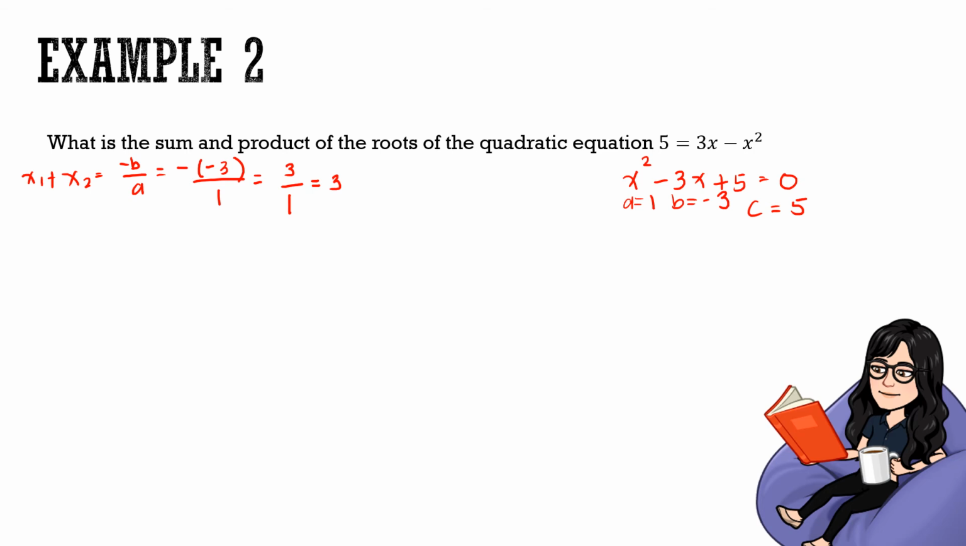For the product, let's just substitute the given values. The product is x sub 1 times x sub 2 is equal to c over a. The value of c in the given equation is 5, and the value of a is 1. Simplifying 5 over 1 will give us a quotient of 5. Therefore, the sum of the roots of the quadratic equation is 3, and the product of the roots of the quadratic equation is 5. Let's check.